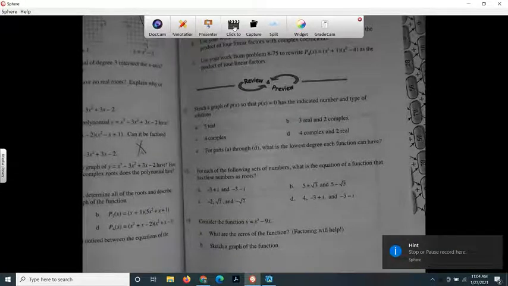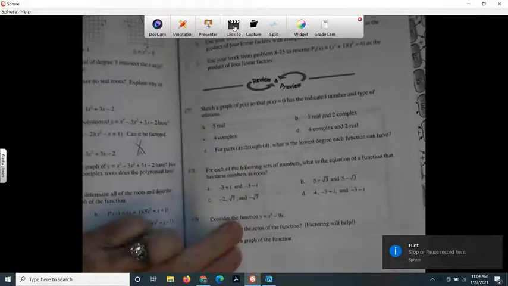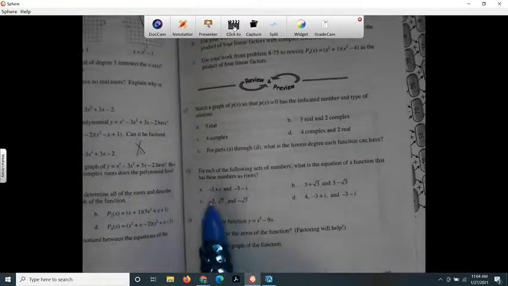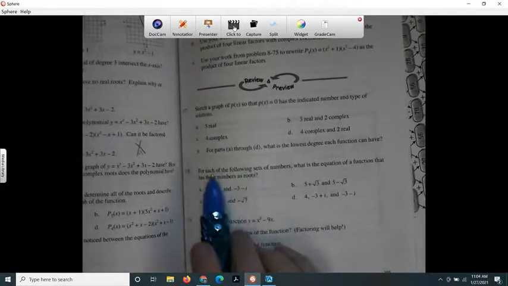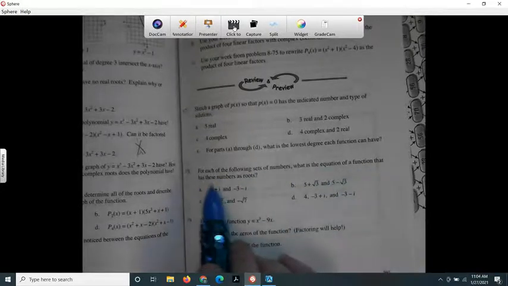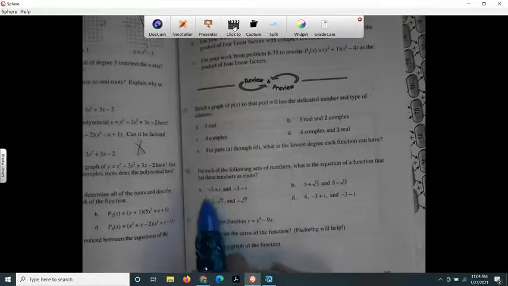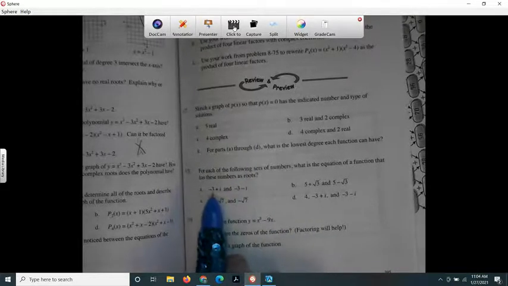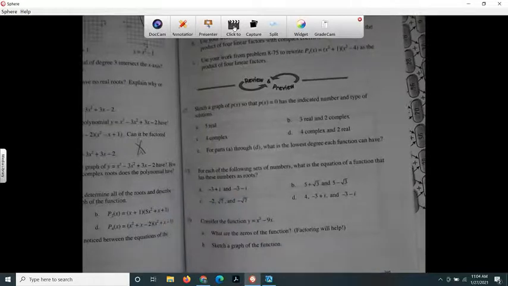Here's Integrated 3, problem 8-78. It says, for each of the following sets of numbers, what's the equation of a function that has these numbers as roots? So we'll just start with letter A. It's got these roots of -3 plus i and -3 minus i.